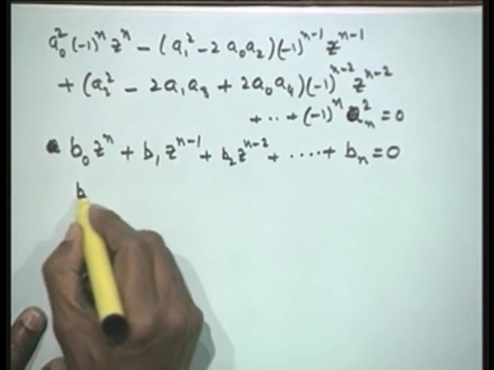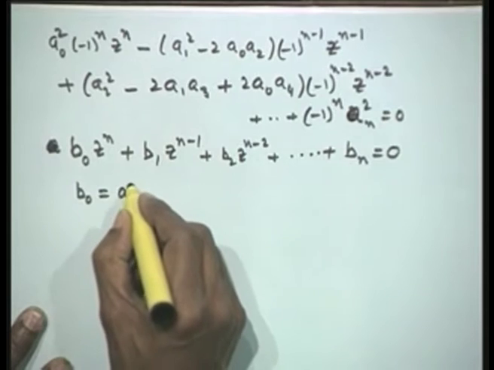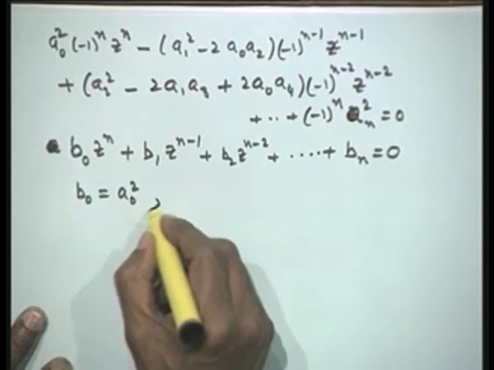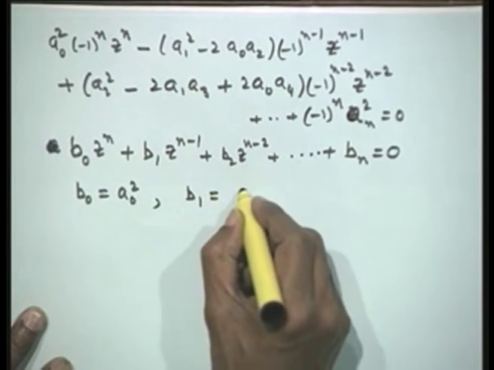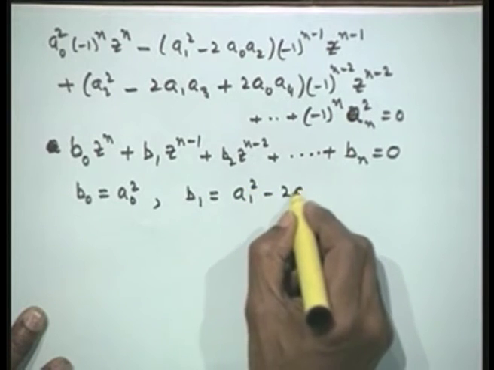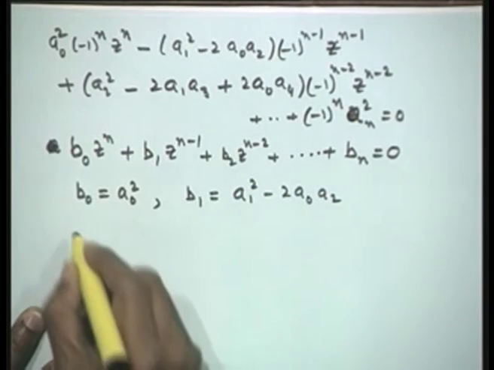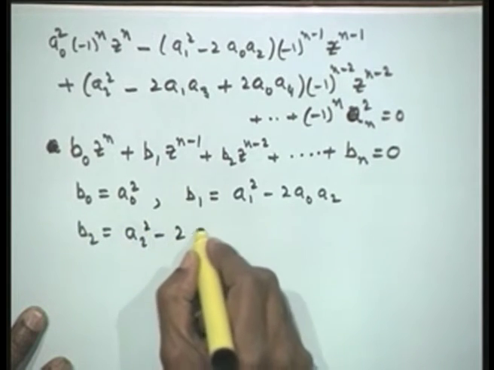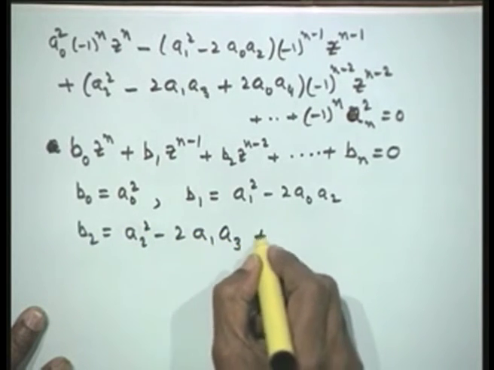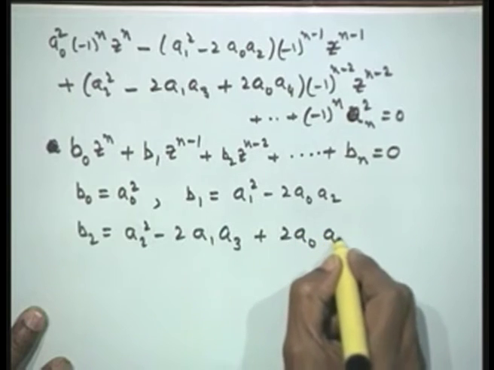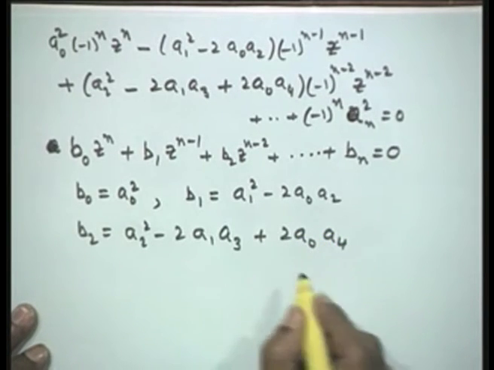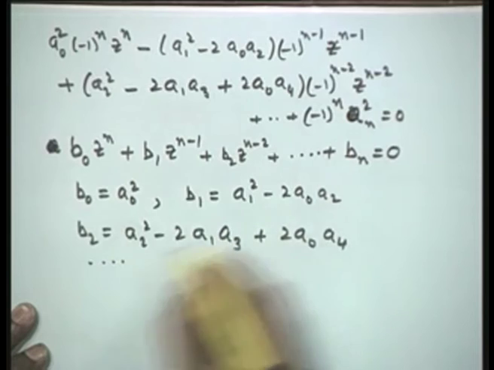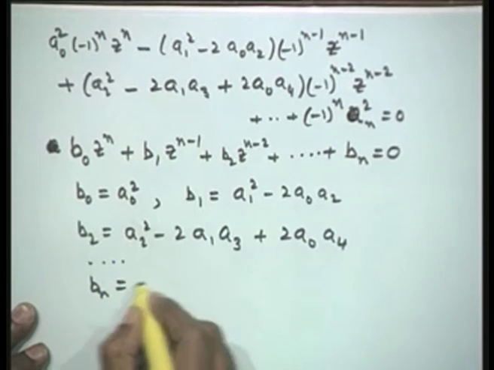So that b0 is equal to a0 square, b1 is a1 square minus twice a naught a2, b2 is a2 square minus twice a1 a3 plus twice a0 a4, and so on, bn is an square.